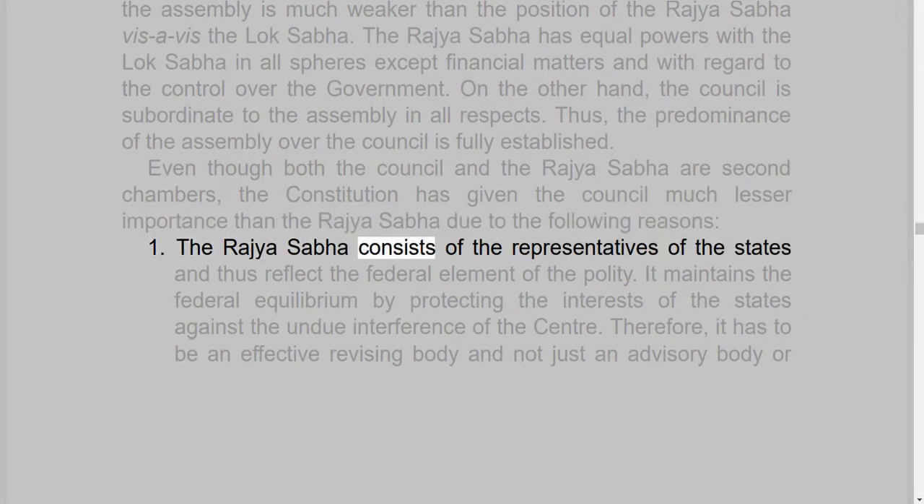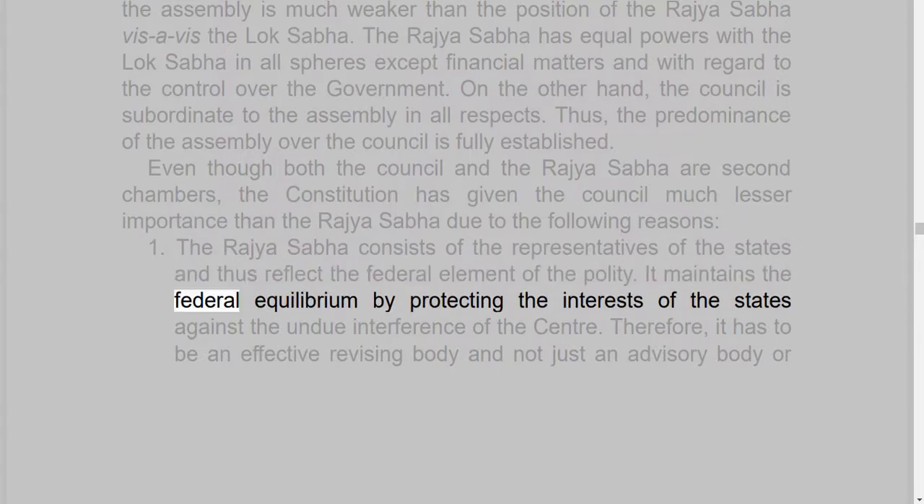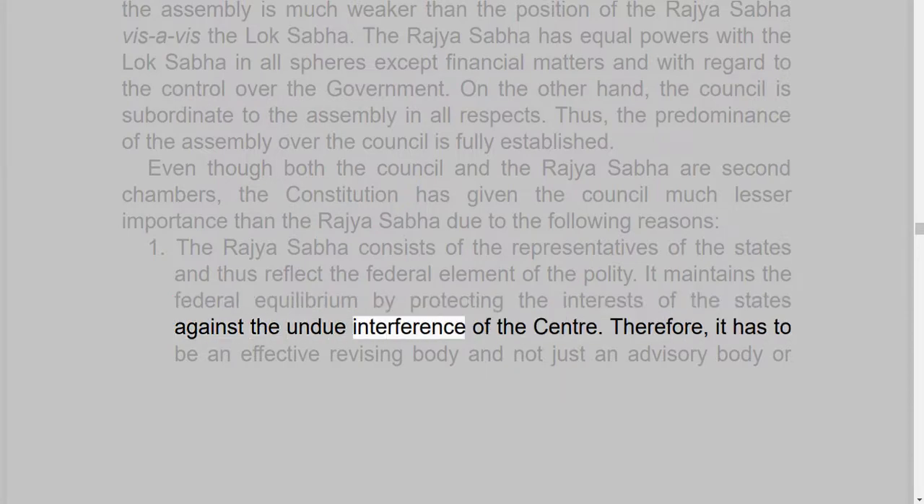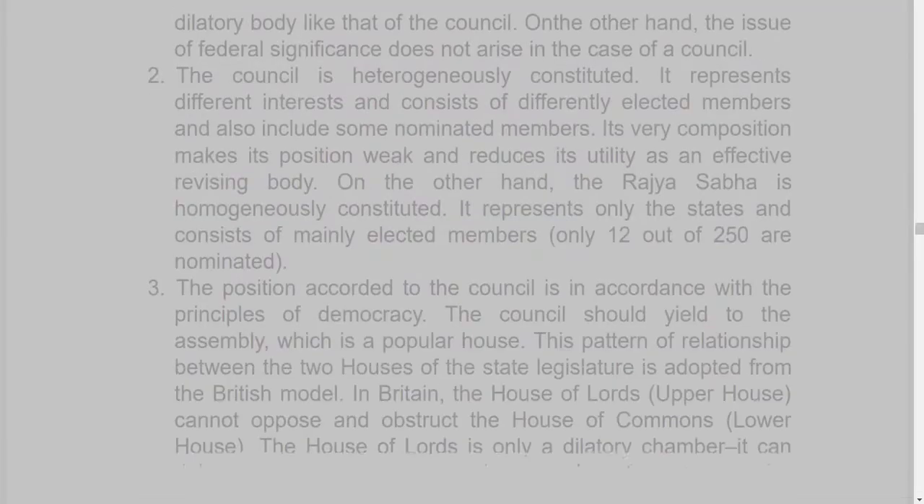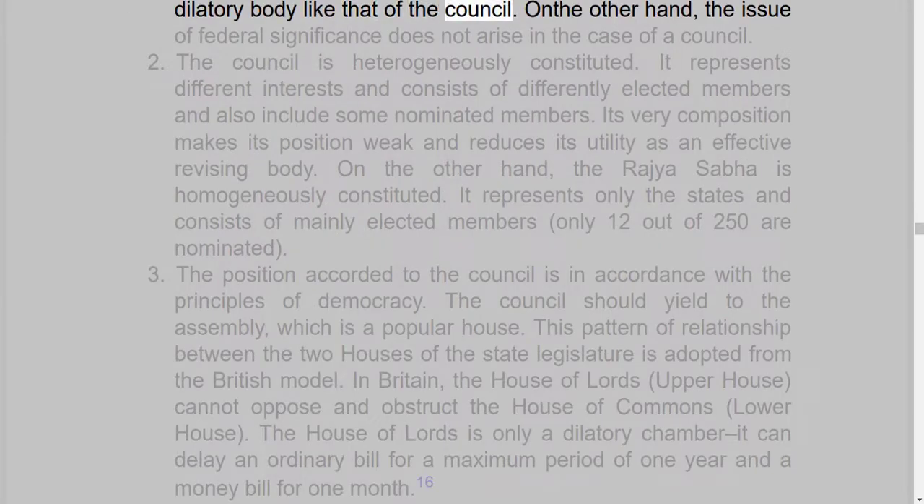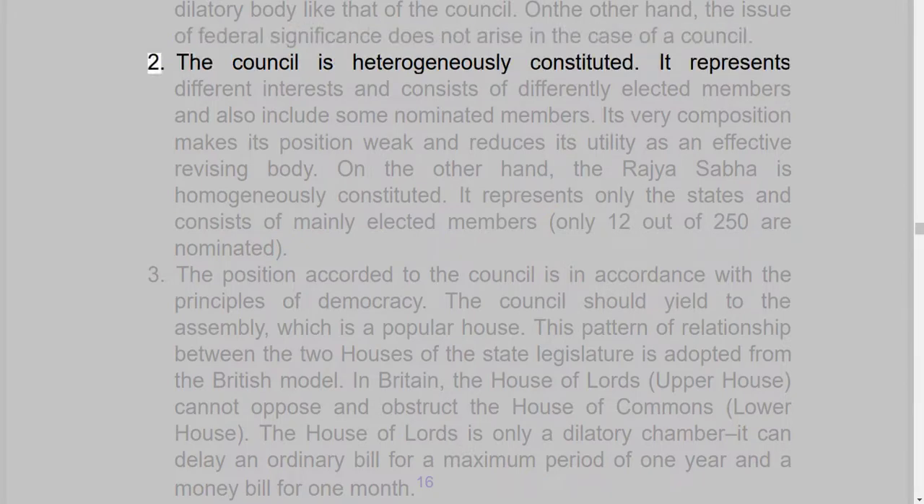1. The Rajya Sabha consists of the representatives of the states and thus reflects the federal element of the polity. It maintains the federal equilibrium by protecting the interests of the states against the undue interference of the centre. Therefore, it has to be an effective revising body and not just an advisory body or dilatory body like that of the Council. On the other hand, the issue of federal significance does not arise in the case of a Council.